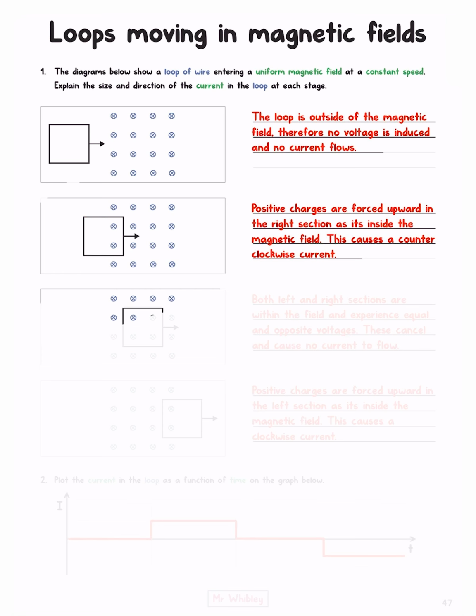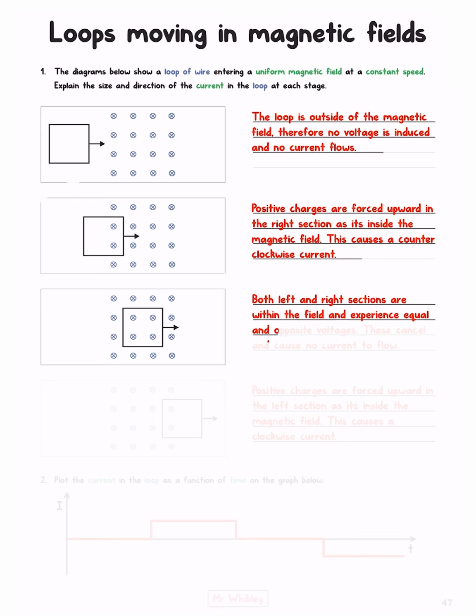In our next stage, our entire loop is inside our magnetic field, and so both left and right sections are within the field and experience equal and opposite voltages. These cancel and cause no current to flow. So our positive charges are forced upwards in both sides of the loop, and these effects are in opposition to each other and therefore cancel out, leaving no current flowing.